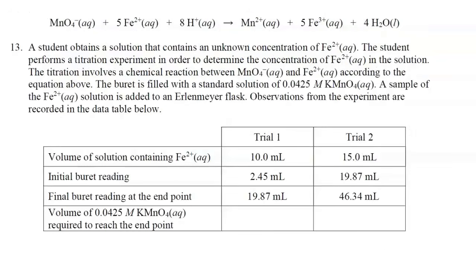Question 13. A student obtains a solution that contains an unknown concentration of iron 2+ ions. The student performs a titration experiment in order to determine the concentration of iron 2+ in the solution. The titration involves a chemical reaction between permanganate, which is MnO4-, and iron 2+, according to the equation above. The buret is filled with a standard solution of 0.0425 molar potassium permanganate. A sample of the iron 2+ solution is added to an Erlenmeyer flask. Observations from the experiment are recorded in the data table below.